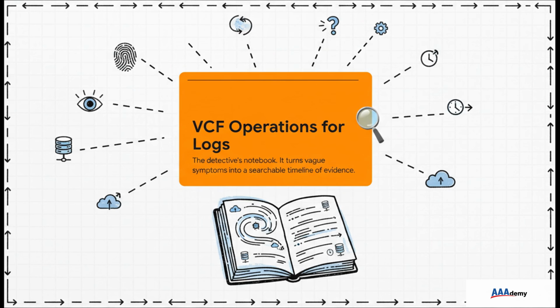And last but not least, we've got VCF operations for logs. This is literally the detective's notebook. It captures every single event, every log message, and it turns those really vague symptoms into a searchable timeline of hard evidence. It's what gives you the proof, the smoking gun to figure out exactly what went wrong, and just as important, when it went wrong.